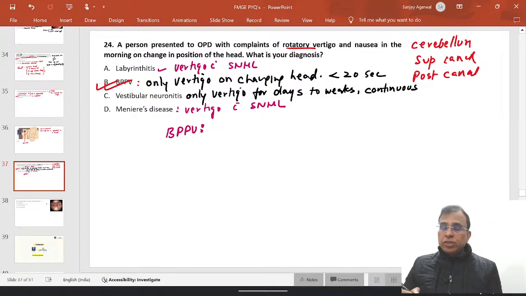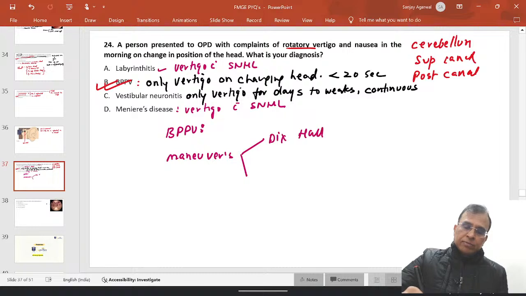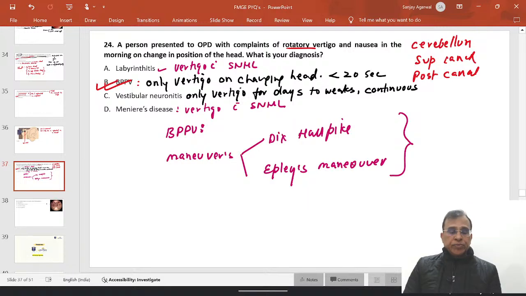So BPPV has vertigo for less than 20 seconds, happens when the patient is changing the head position, and there are two maneuvers they ask you about in BPPV, which are very popular. One is called Dix-Hallpike maneuver, and one is called Epley's maneuver. So remember, these two maneuvers are the most important names that they ask you in BPPV usually. Besides these two, the only other question they can ask you is the type of question that we have discussed right now. So this is a very simple, important topic, BPPV.